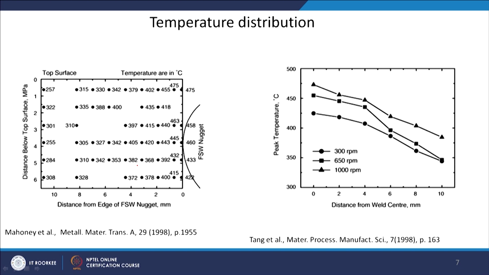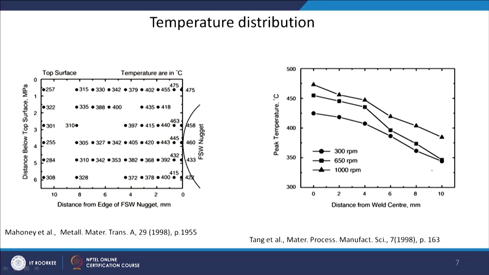Of course, it will also depend on the RPM. And as you go away from the nugget zone, as well as if you come down from the top surface, the temperature is continuously changing. So, here the important thing is to understand that the temperature is going to be continuously changing as a function of distance from the top surface, so how much distance you are away from the shoulder in the downward direction, as well as how much distance you are away from the stir zone. Both of these are going to affect your temperature profile.